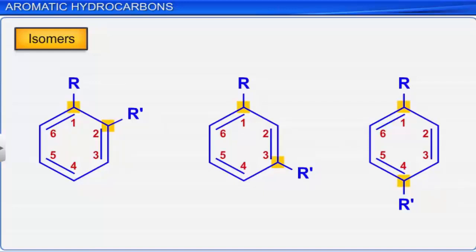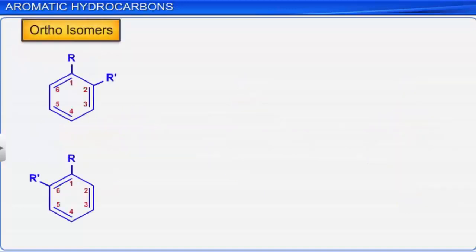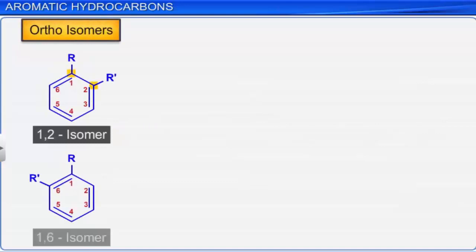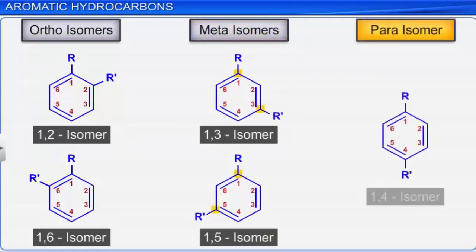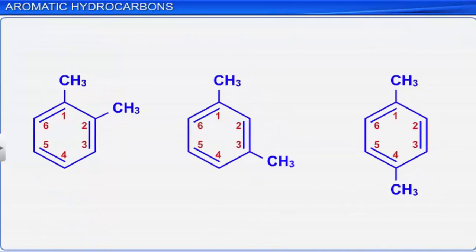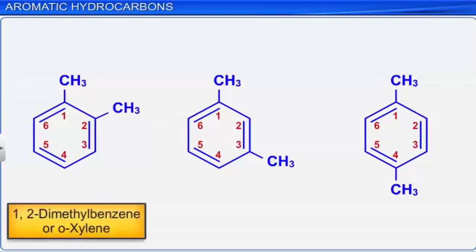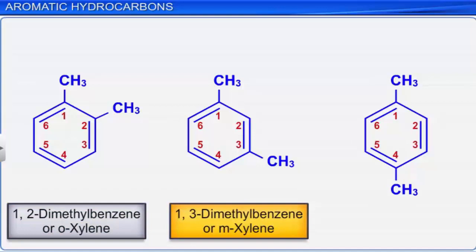The 3 position isomers of a disubstituted benzene are ortho, 1,2 or 1,6; meta, 1,3 or 1,5; and para, 1,4. Thus, the 3 position isomers of dimethylbenzene or xylene are 1,2-dimethylbenzene or orthoxylene, 1,3-dimethylbenzene or metaxylene, and 1,4-dimethylbenzene or paraxylene.